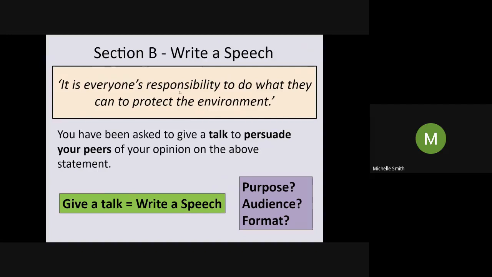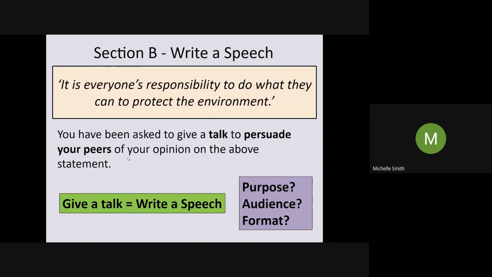Who are we writing to? So who's our audience? Well, it says peers. Remember, your peers are people like you. So if you are a college student studying GCSE English, your peers will also be college students studying GCSE English. Maybe people of a similar age to you, people with similar interests to you.